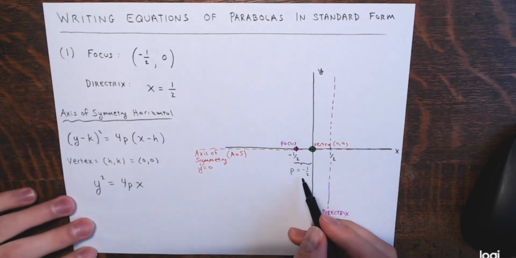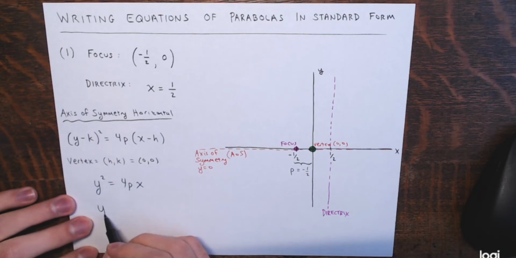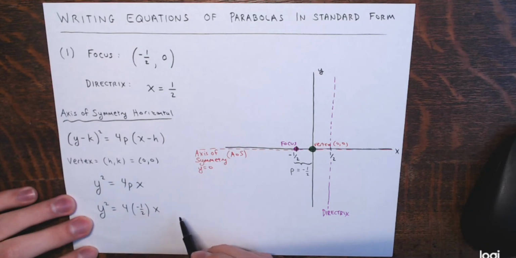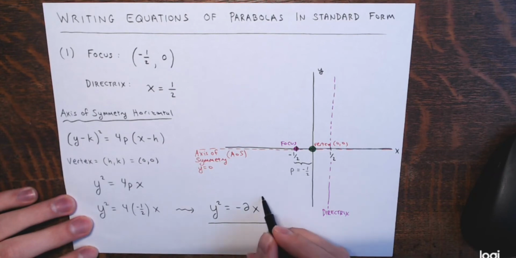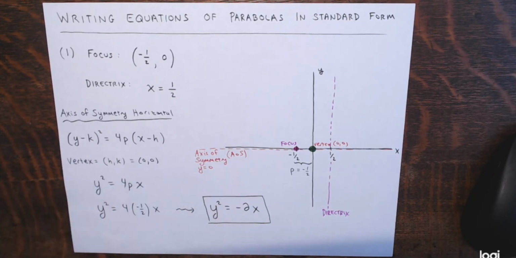So I just pop that in here. And we get y squared equals 4 times negative 1/2 times x. Or, when you simplify this, y squared equals 4 times negative half is negative 2 times x. And here we go. There's the equation of the parabola they're describing in standard form.